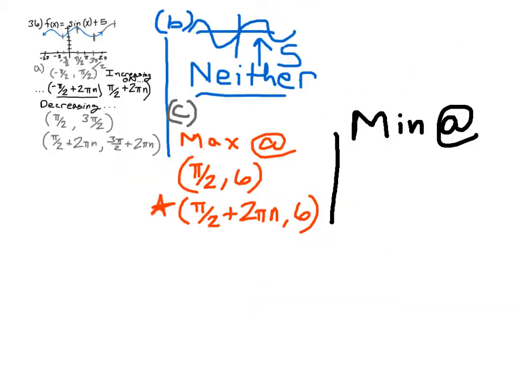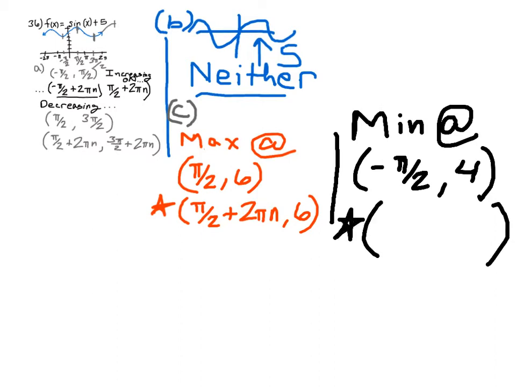The minimum will occur at, if you look at the graph, at negative pi halves, and that will be a minimum height of 4. And generally speaking, this will reoccur because the function is periodic every 2 pi. So we'll go negative pi halves plus 2 pi n. Running out of space here, hold on. And that gets to 4.